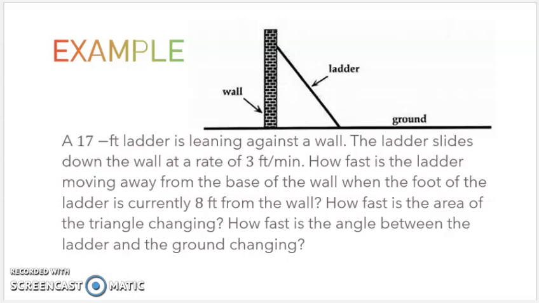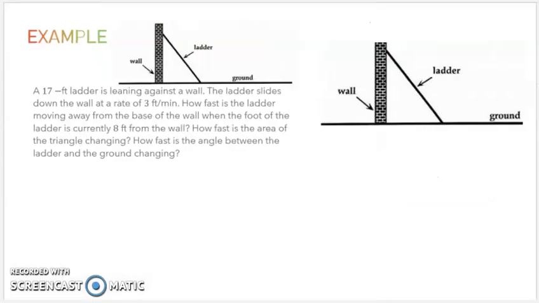How fast is the ladder moving away from the base of the wall when the foot of the ladder is currently 8 feet from the wall? How fast is the area of the triangle changing? How fast is the angle between the ladder and the ground changing? So here in this example, we will be answering 3 questions. Let's have first the first question.